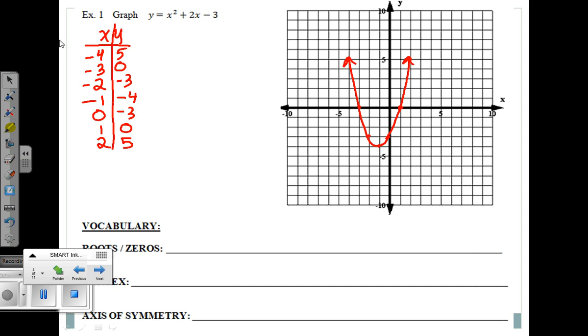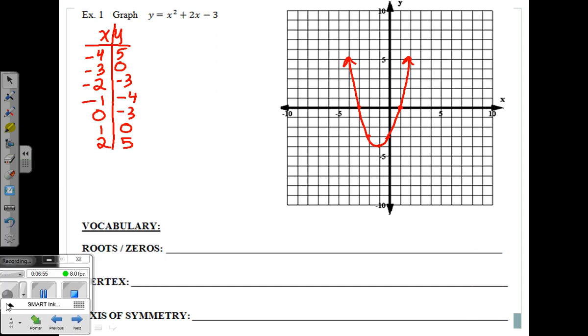So now we're going to talk about some vocabulary that's important with these quadratics. And it's not something that we got into before when we were just graphing. Now we're really going to pick these pieces apart. So now, the first thing that we're going to talk about are the roots or the zeros.